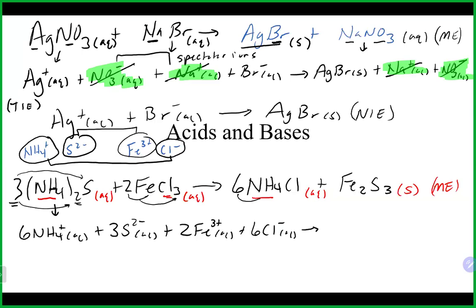Same thing here with this 6, it is going to get distributed in terms of the ions behind it. That's going to give us 6 NH4 pluses and 6 chlorides. And our solid here will remain. I'm running out of room, so I'll just go underneath. Fe2S3, and that's going to be a solid in this case. And this would be our total ionic equation in this case.